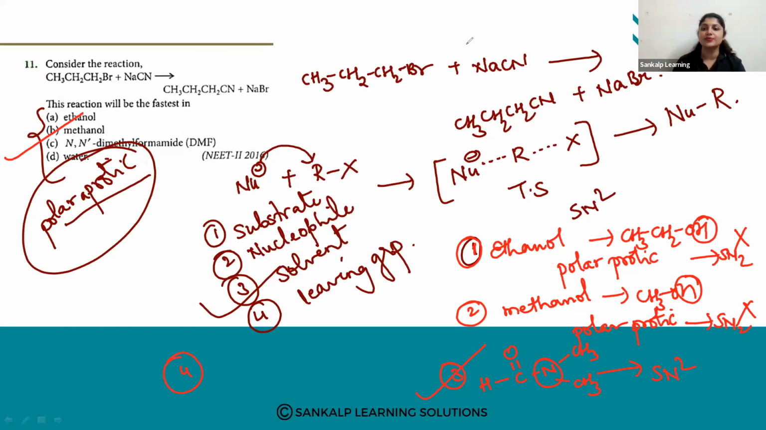So the correct answer is C, that is N,N-dimethylformamide, because it is a polar aprotic solvent with no free hydrogen available, so the SN2 mechanism is possible. Then next is water, H2O. Hydrogen bonding is involved, so the SN2 mechanism is not possible. This is also a polar protic solvent, because there is free hydrogen. So the answer is C, right? Understood? I hope this is clear.